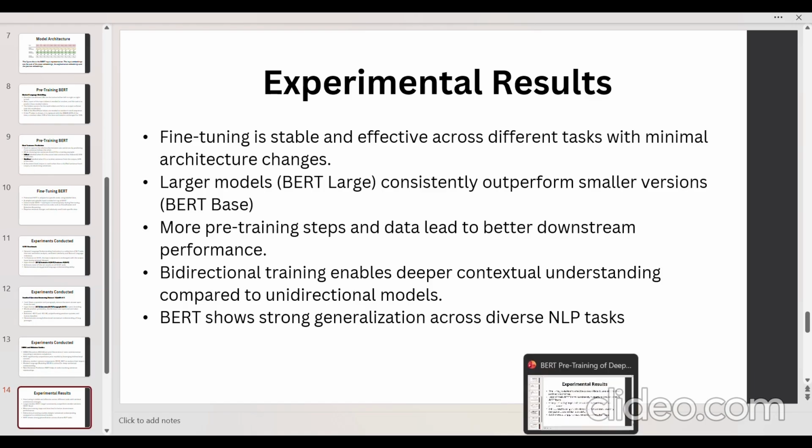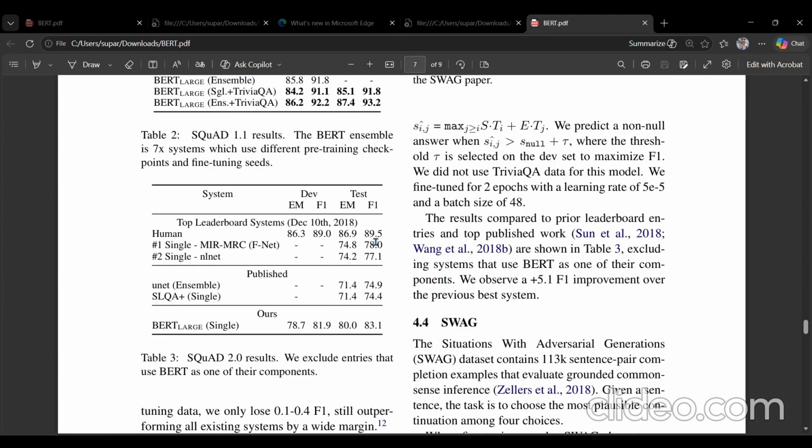Coming to some more experimental results, this was the experimental result for SQuAD 2.0. Here we can see that the BERT large model has fairly outperformed some of the previous models, especially in the F1 score, and is second only to the human baseline.